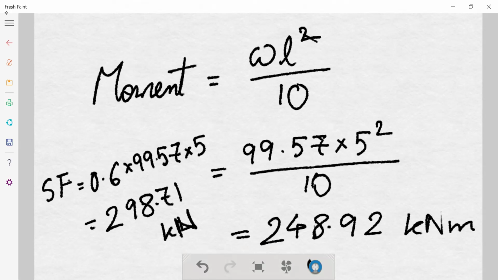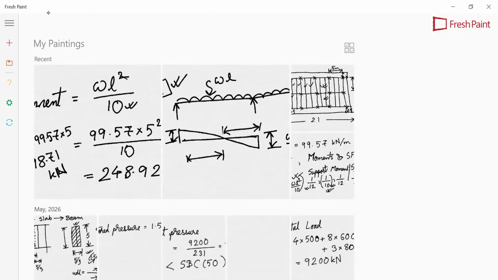So now we have got the maximum shear force and we have got the moment. Okay, this will obviously be the max moment because we have taken the coefficient to be 1/10. If it would have been 1/12 or 1/16, then the value would be less. That's why we took 1/10, which will give us the highest one. Okay, so now from the moment, let us do the design.